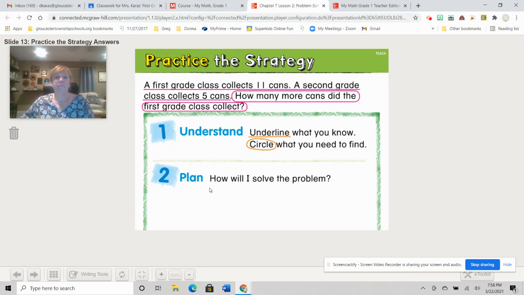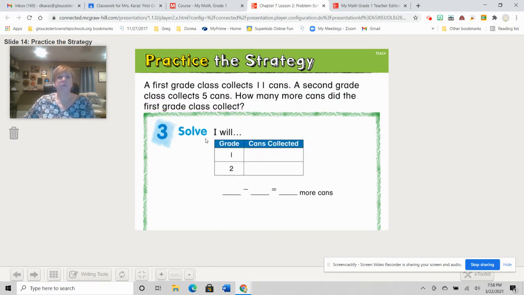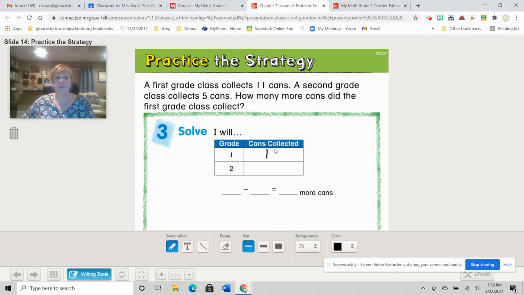So now the plan, how will I solve the problem? Well, you can make a chart, okay? So here, they're making a chart, all right? So the grade and how many cans were collected. All right, so I'm not going to underline it again since we saw it underlined on the previous slide. All right, how many cans did first grade collect? Well, they collected 11. So I'm just going to print 11 right here, okay? How many cans did second grade collect? 5. Okay. Now they want us to figure out how many more cans did the first grade class collect.